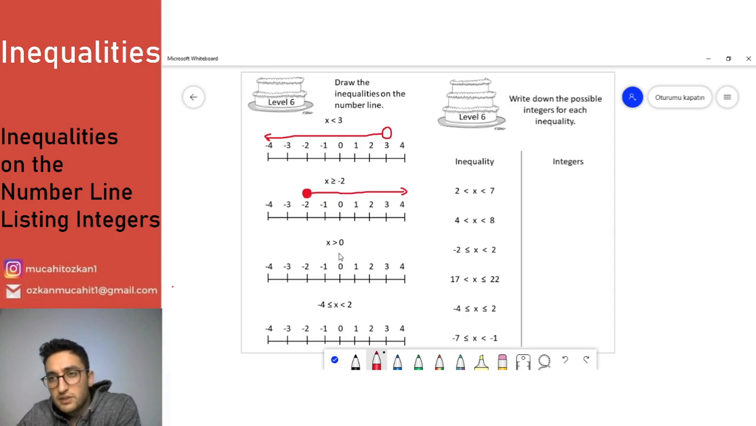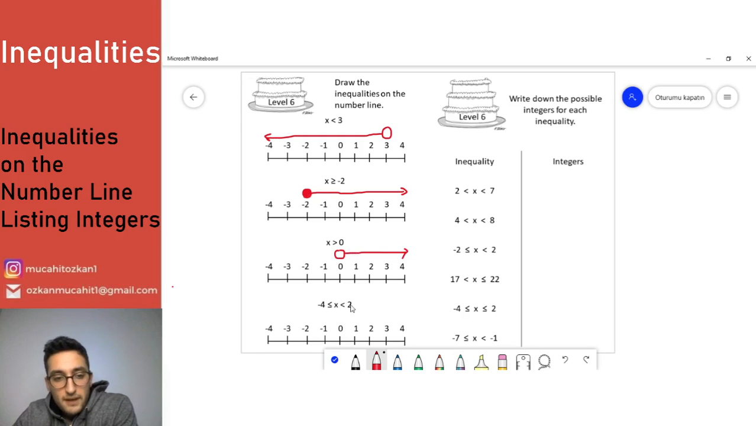In the third one, x is greater than 0. I will just draw a circle on top of 0, but I'm not going to shade it because 0 is not included, and other x values bigger than 0.